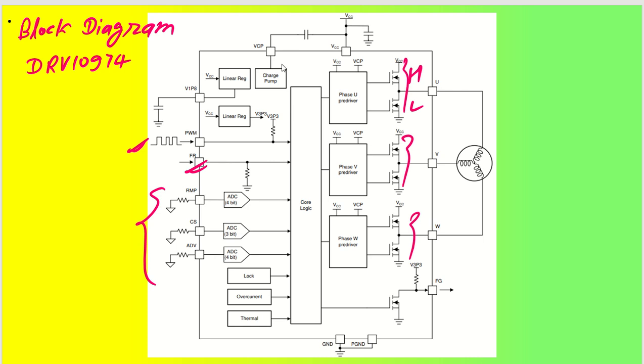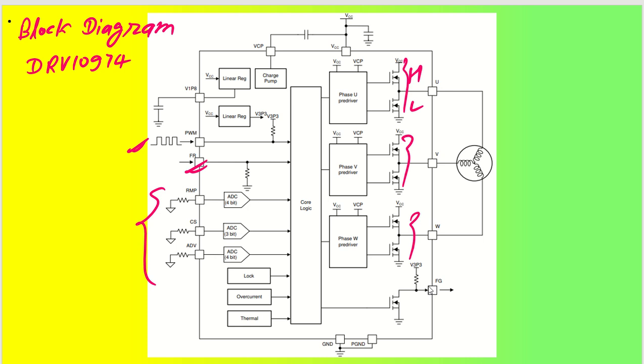And coming back to the other part, we have the charge pump capacitor, that is also called the bootstrap capacitor. This capacitor will be put between VCP and VCC, and VCC will be accompanied with one more capacitor which will act as a bulk capacitor or a storage capacitor. So this is all about this particular thing.